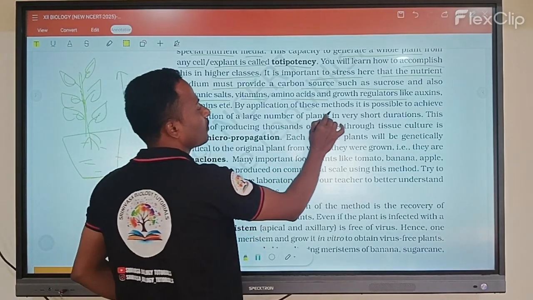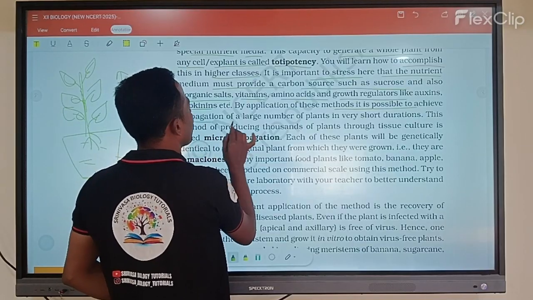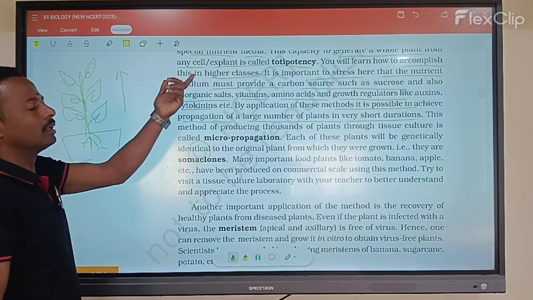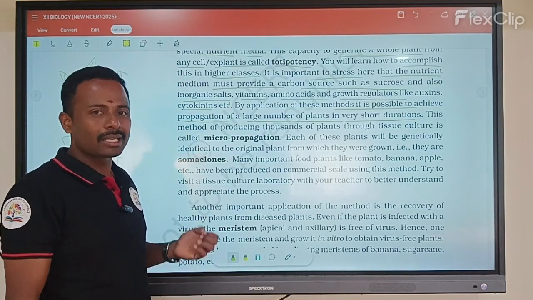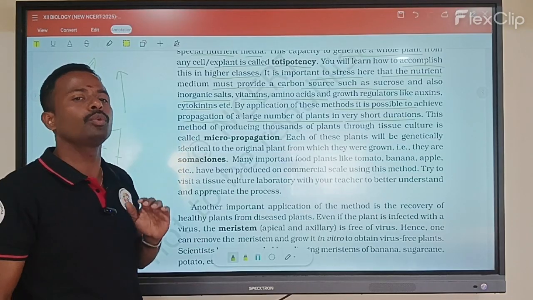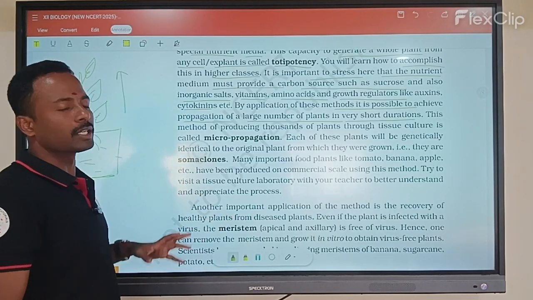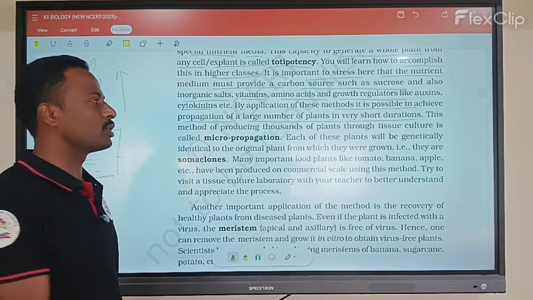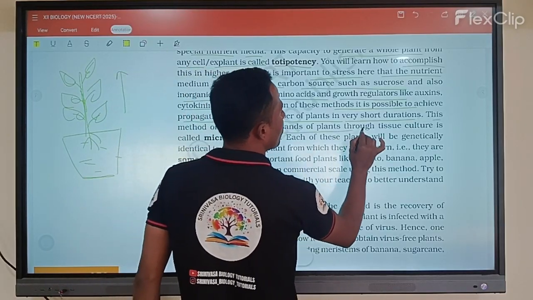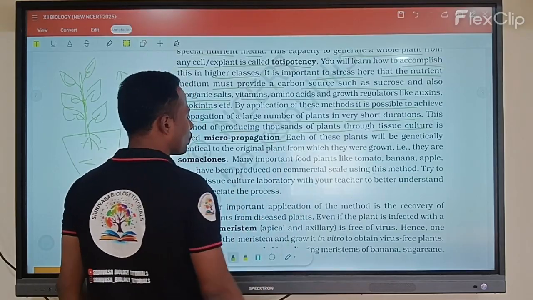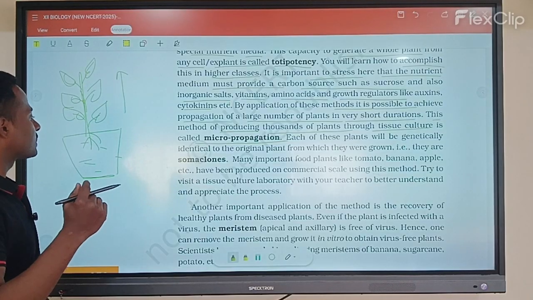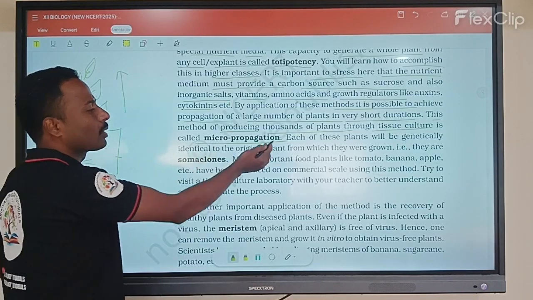By applying these methods, it is possible to achieve propagation of a large number of plants within a short duration. When you use plant growth regulators as well as minerals under completely sterile conditions, plants develop within a short period, meaning a number of plants develop in a short time. This method of producing thousands of plants through tissue culture is called micropropagation. Here, in a short period of time, we develop a number of plantlets. So this process is called micropropagation.